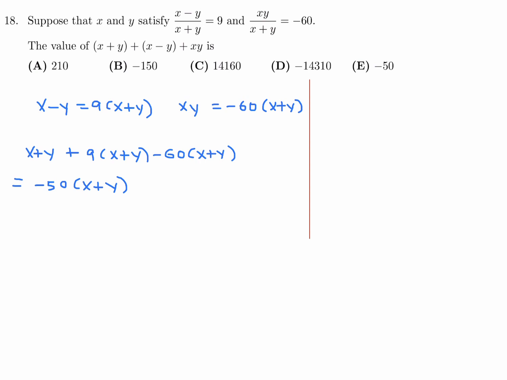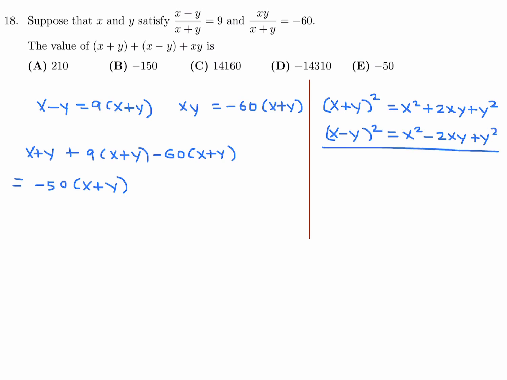Well, some of you know, hopefully most of you, that (x plus y) squared is equal to x squared plus 2xy plus y squared. (x minus y) squared is equal to x squared minus 2xy plus y squared. So if we were to subtract these, we get (x plus y) squared minus (x minus y) squared is equal to 4xy.